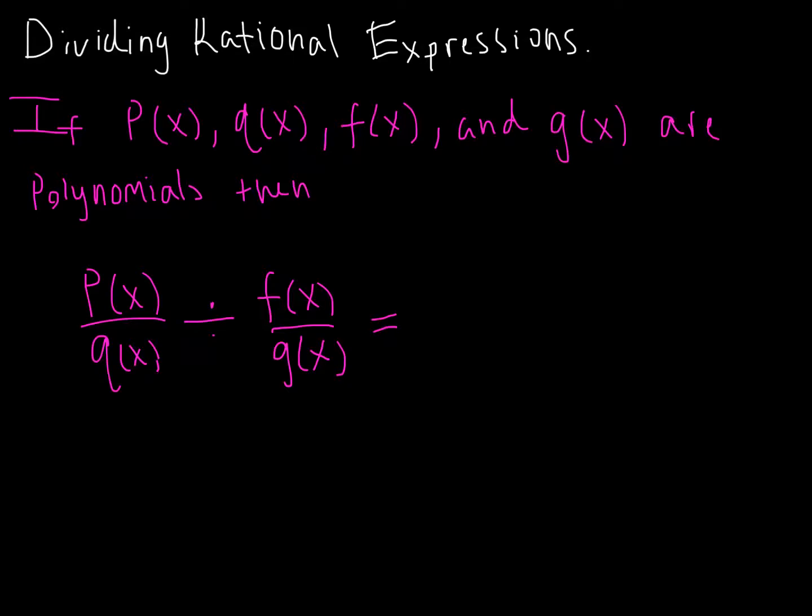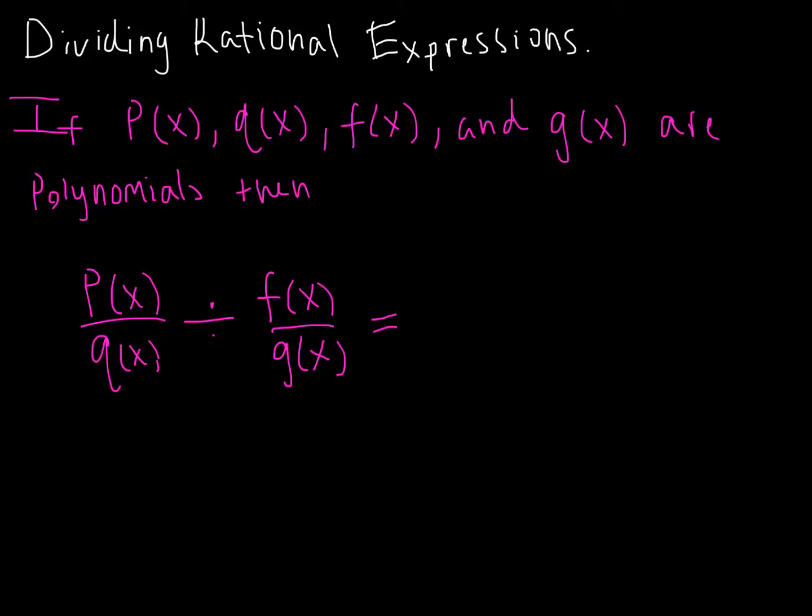Now let's take a look at rational expressions. So same setup, right? I have these 4 polynomials, and so of course here p of x over q of x, this is a rational expression, right? As is f of x over g of x. And so just like with regular fractions, I can apply the same idea to dividing rational expressions. So if I am taking a rational expression and dividing it by another rational expression, what am I really doing? I want you to pause the video and try it yourself.